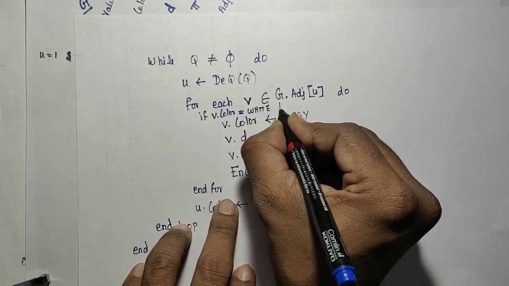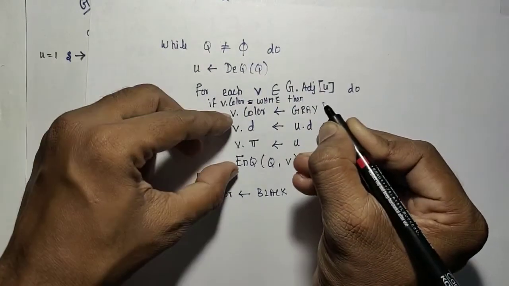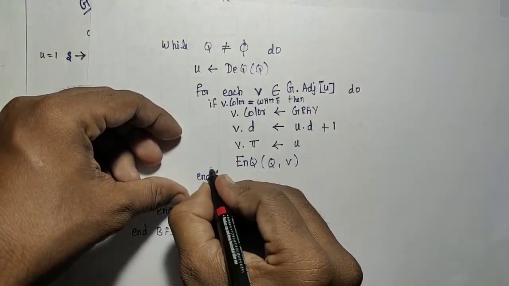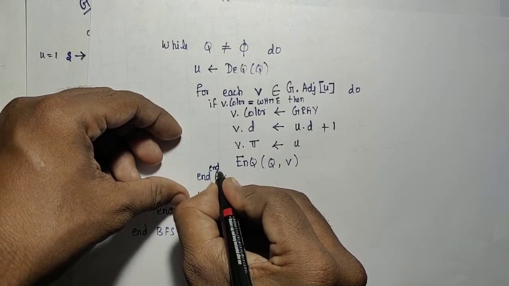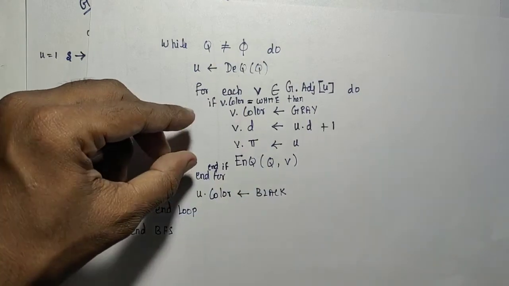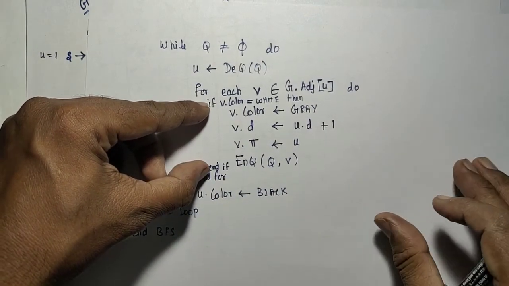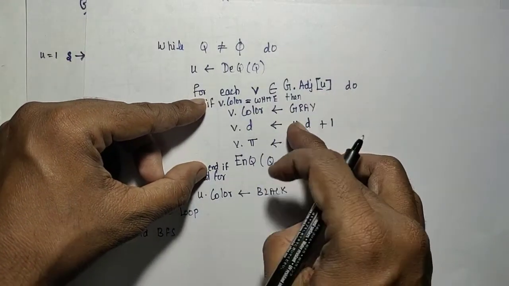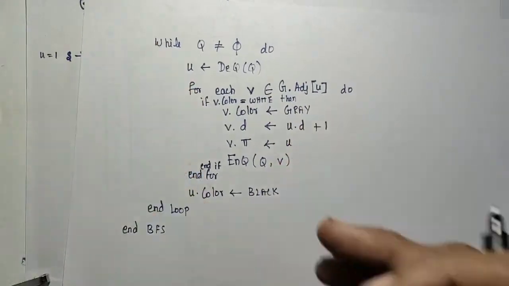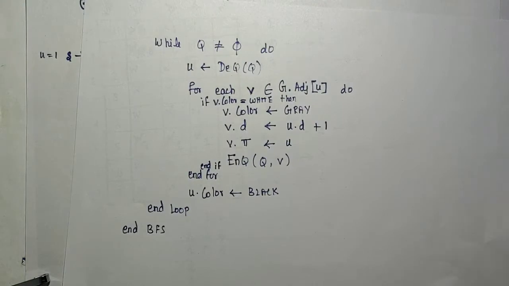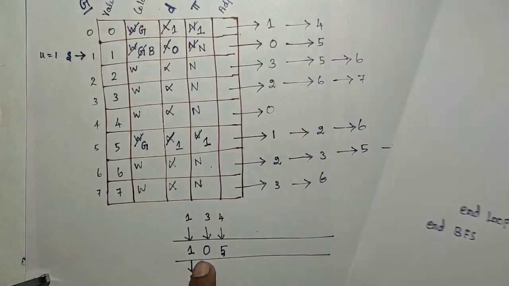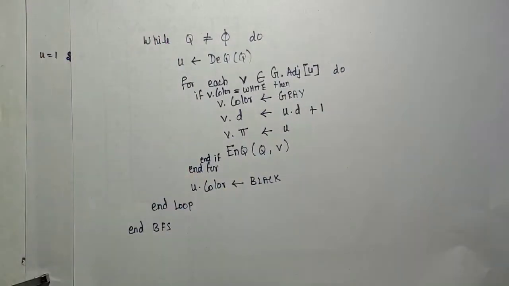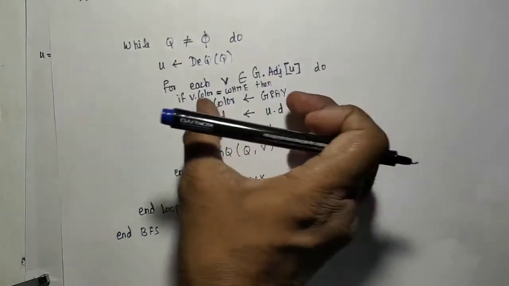If it is unvisited, then only I need to visit and enqueue. And then I have to end if here. So if we forget to add this condition, it means that even if it is visited or not visited, we keep on enqueuing in the queue, so that the loop goes infinitely. That should be avoided.